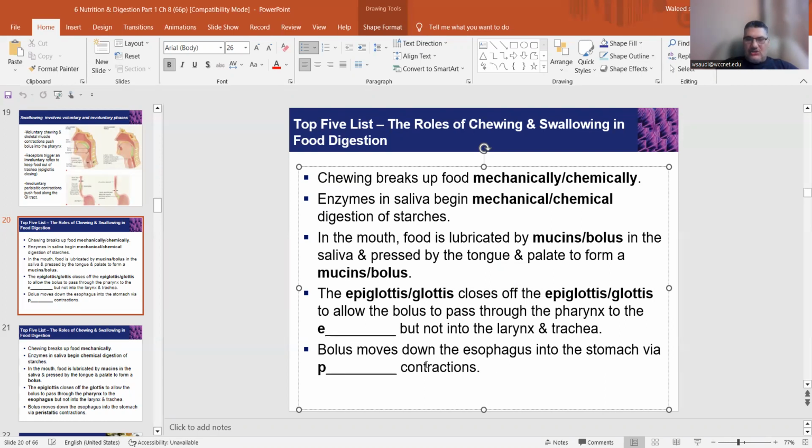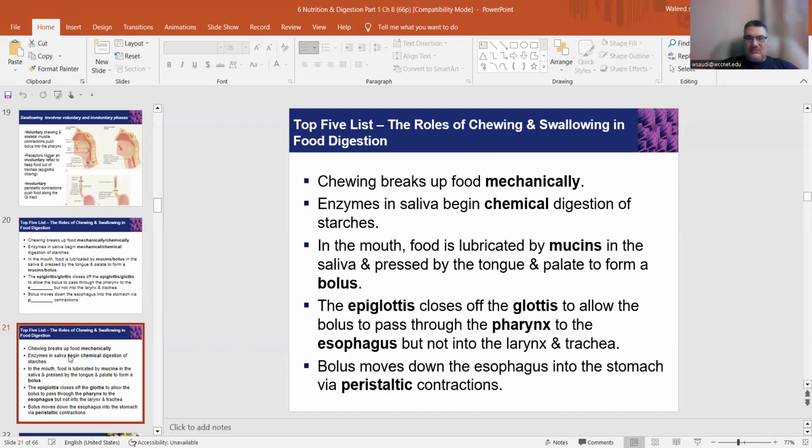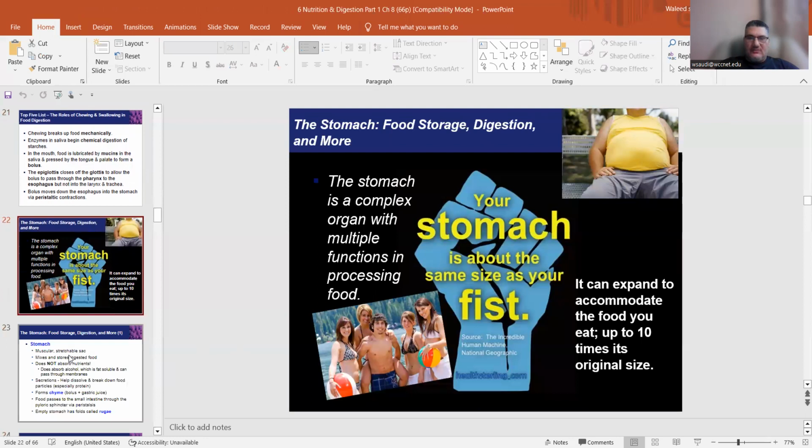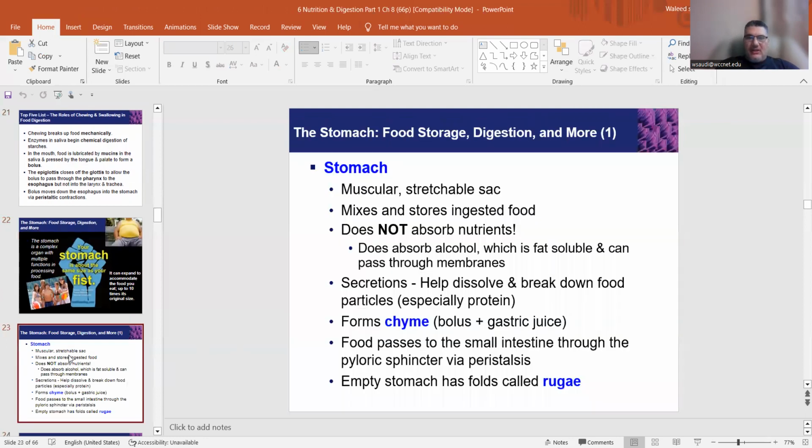What do you call this contraction, which is a movement? What do we call it? The movement down, esophagus to the stomach. Peristalsis. Peristalsis. Now the stomach.